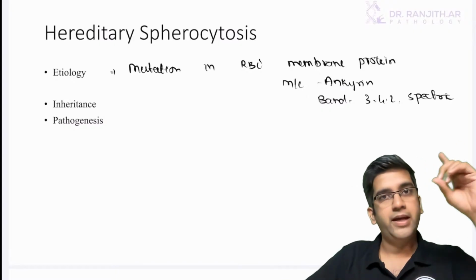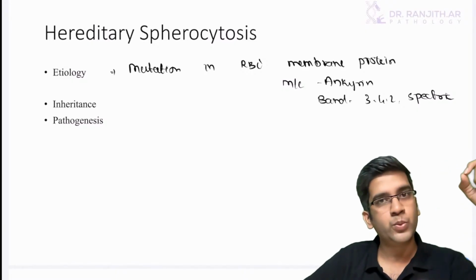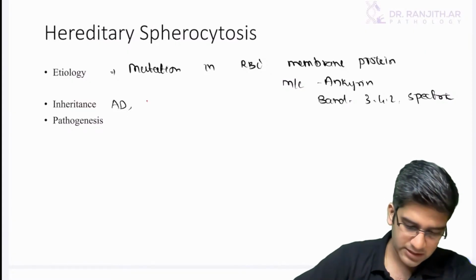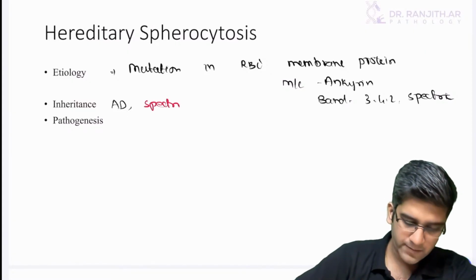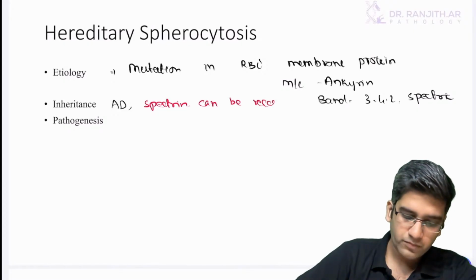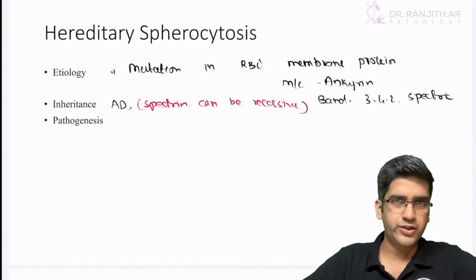Inheritance, if you remember genetics class, it's a structural protein. Any structural protein will come under only one inheritance. It's autosomal dominant. If you want extra marks, write this also. Spectrin mutation can be recessive, and spectrin mutation can be a bit more severe as well, right? It's generally autosomal dominant inheritance only, right?